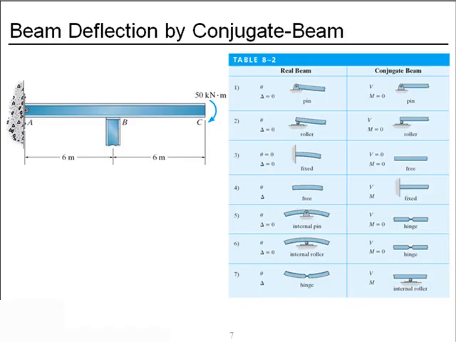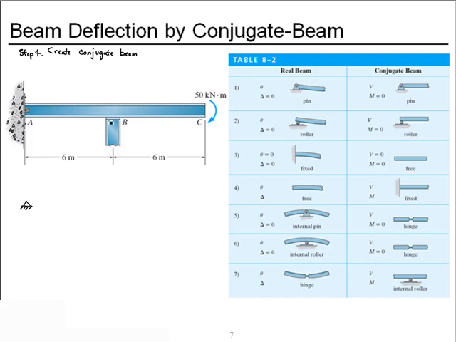Great. You can now create the conjugate beam, which will replace the real beam and the real loading. To do that, we're going to use the help of Table 8-2 from our textbook. The real beam has a support at the end that's a pin, so in the conjugate beam we'll start with a pin.